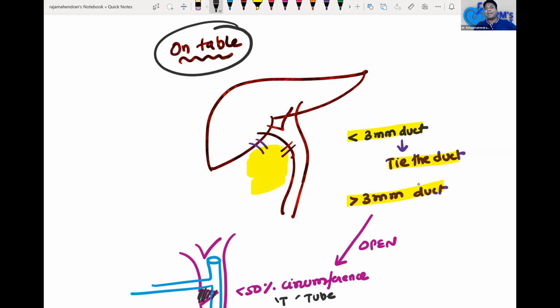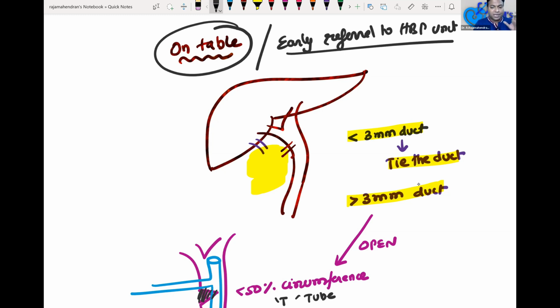If the surgeon has injured the bile duct and the drain is coming with bile, and the patient comes to me after 24 hours. Within 24 hours, I can even redo. If the patient is operated and at 6 to 12 hours the patient comes to me, I can even open and redo. But if the patient comes after 24 hours, all these things cannot be done. On table or early referral. Early referral to the hepatobiliary pancreatic unit. There is no strict protocol, but it should be before 24 hours. This is what I will tell.